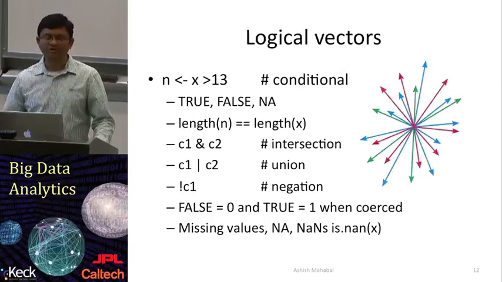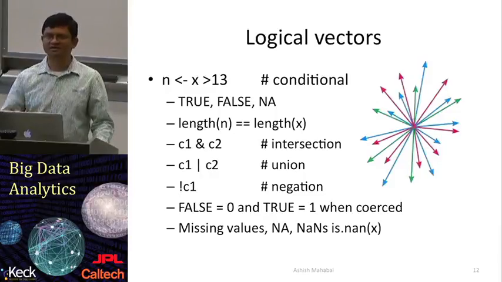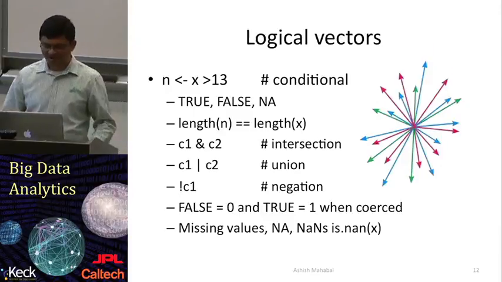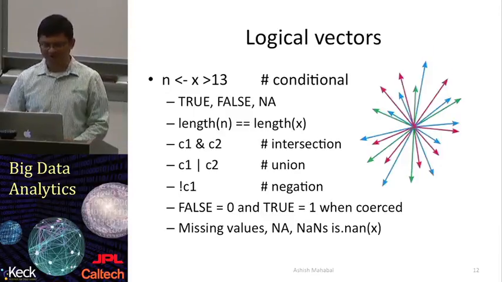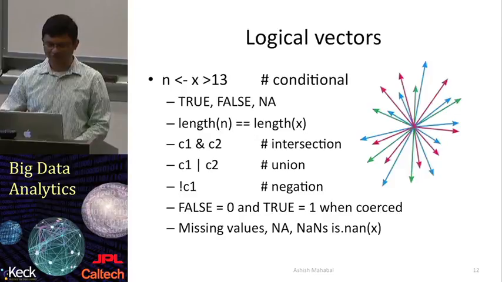You can similarly do intersection by using and, union using or, and negation using bang. Remember also that false becomes 0 and true becomes 1 when you coerce them, when you say that, okay, you want numbers rather than the logical values. And then similarly, missing values, you can use them wherever you want to, and that's another very important aspect of R.